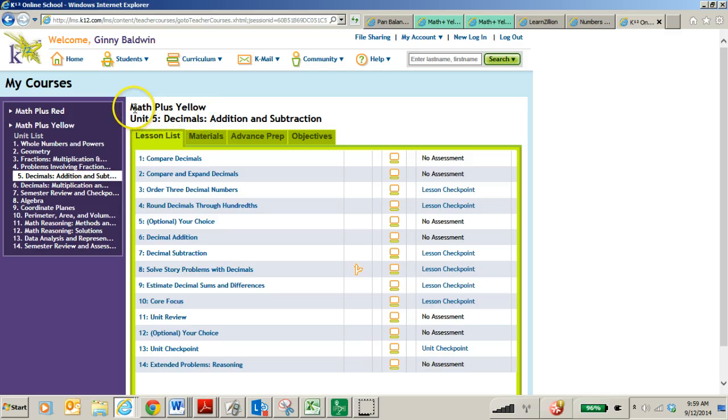And today we're going to talk about the Math Plus Yellow curriculum and Unit 5, Decimals, Addition, and Subtraction. And you will notice that, yes, we have skipped a few units right here at the beginning of the OLS, and we're moving to decimals.